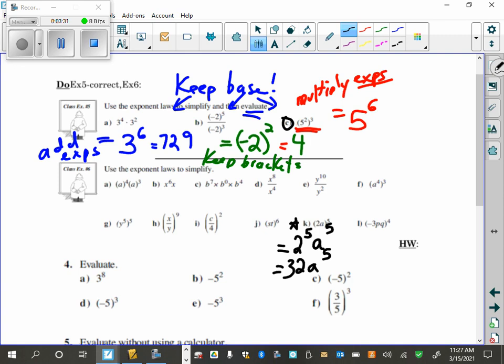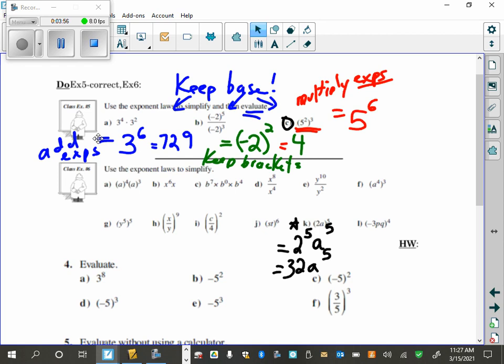You do the rest of example 6. And unfortunately, we only got 4 minutes to do that. Oh no, we got a bit of time. 4 or 5 minutes to do that. Know whether you multiply, subtract, or divide exponents.